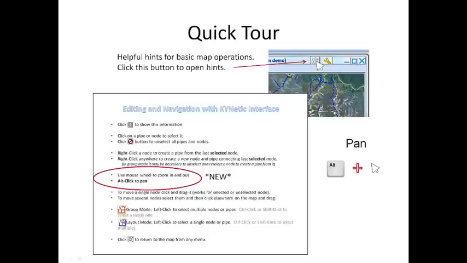Let's take a quick tour of the interface. Some helpful hints for navigating are found by clicking the button shown. In the KYnetic interface, the mouse wheel will zoom in and out. There's no need to activate the zoom function. Panning is now accomplished by holding the Alt key and using the mouse to click and drag the map. The step of activating and deactivating pan mode has been eliminated.